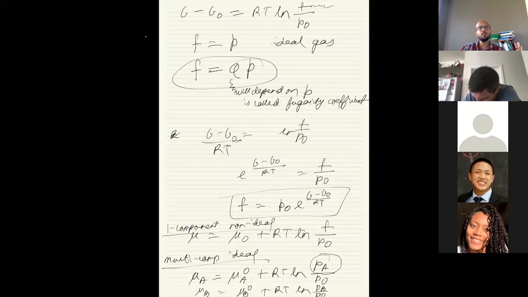Now on top of this, if you have non-ideal behavior, you can still use the same equation, but it will be something like a partial fugacity, and we will visit that later. But this is how we do it for a multi-component system. Does that help?